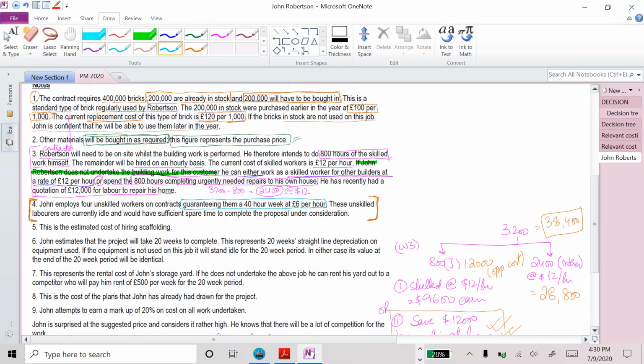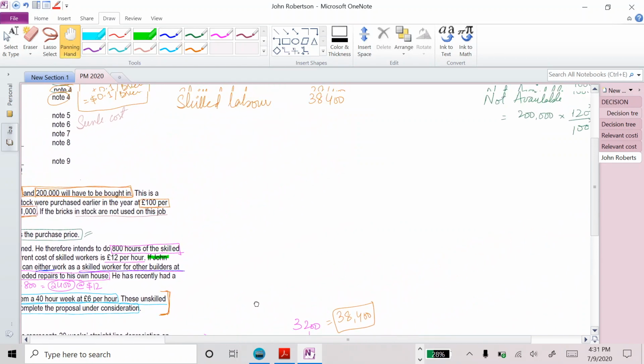Guaranteeing them a 40-hour working week at 6 per hour means we have already made a contract that we will provide them 40 hours of work. And in case they are working 36 hours, we will still pay them for 40 hours. Now the next point is very important. These unskilled laborers are currently idle and would have sufficient spare time to complete the proposal under consideration. Now think, is it a relevant cost? No, it's not a relevant cost because this is a committed cost.